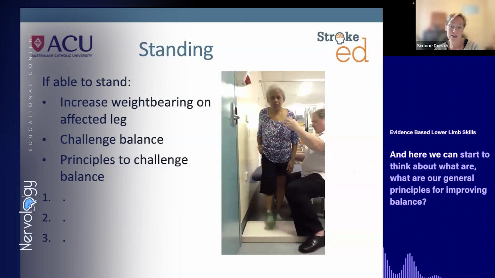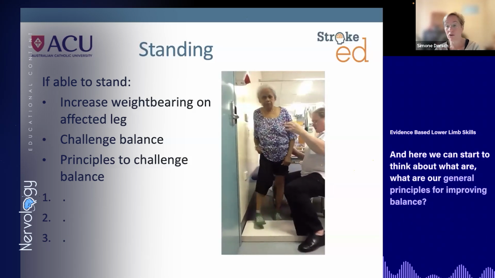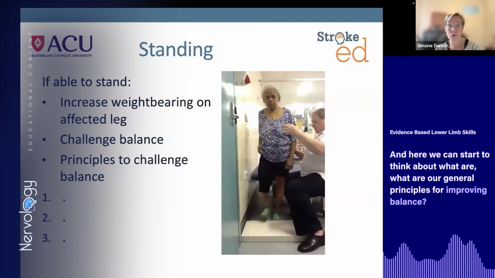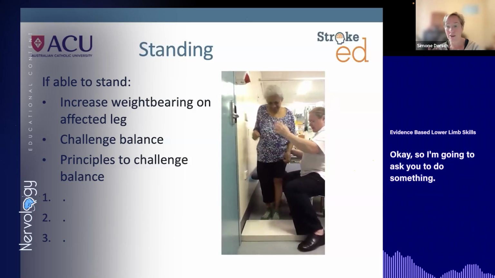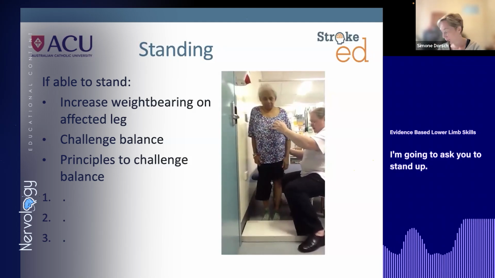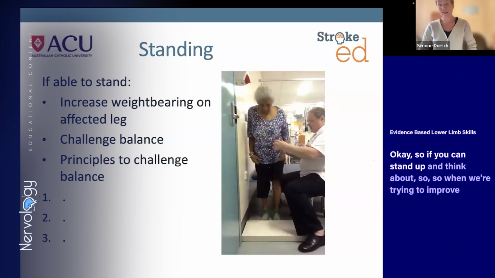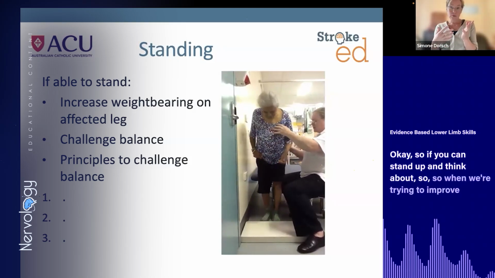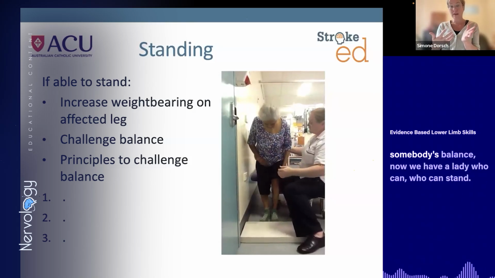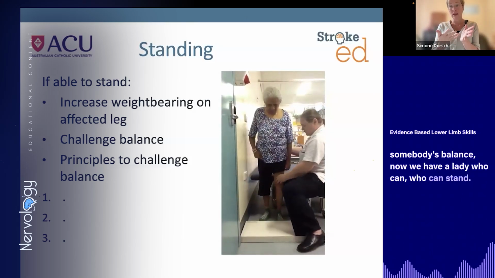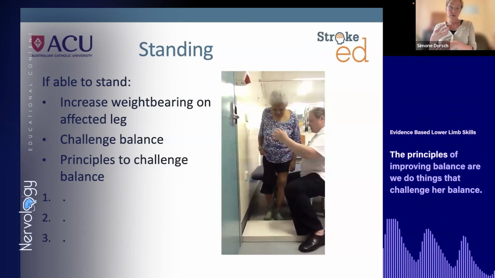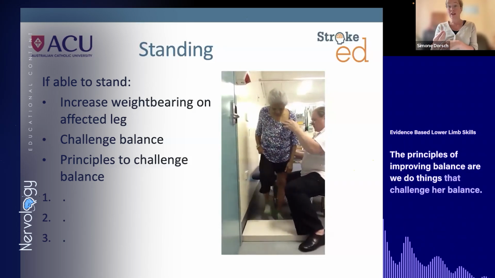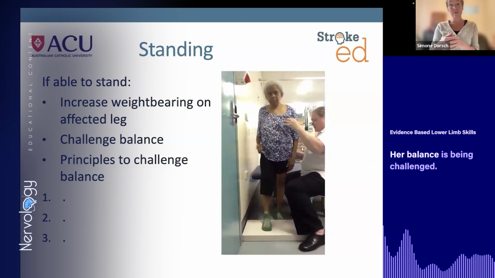And here we can start to think about what are our general principles for improving balance. Okay, so I'm going to ask you to stand up. So when we're trying to improve somebody's balance, now we have a lady who can stand but has poor balance in standing. The principles of improving balance are we do things that challenge her balance. Her balance is being challenged.